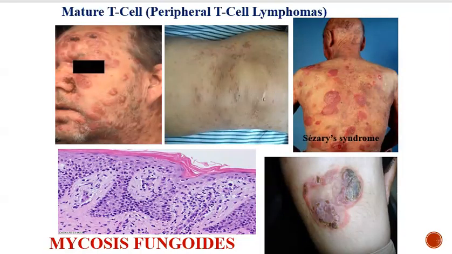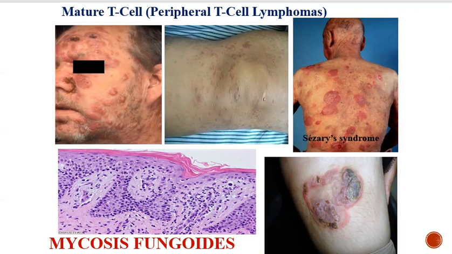Mycosis fungoides, also known as Alibert-Bazin syndrome or granuloma fungoides, is the most common form of cutaneous T-cell lymphoma, an indolent malignancy that is most common in middle-aged or older adults. The clinical course is usually slow, with progression from isolated patches to plaques, then thickened, more widespread plaques, and then to multiple cutaneous tumors that may ulcerate.